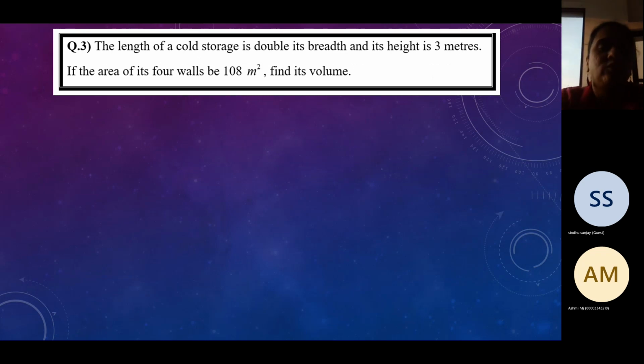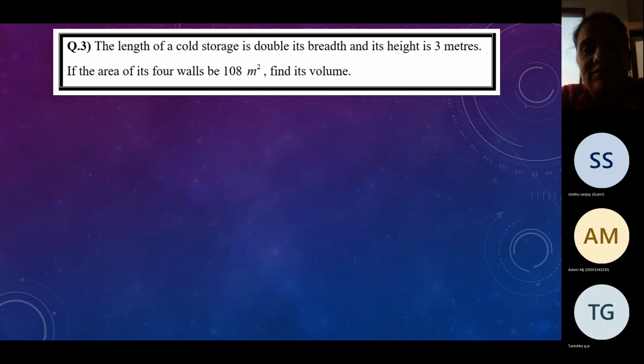The length of a cold storage is double its breadth and its height is 3 meters. If the area of its 4 walls be 108 meters square, find its volume. All right. Can we try this? Yes, please try, children. Please take down the question and try this.